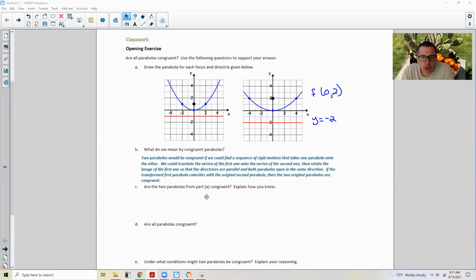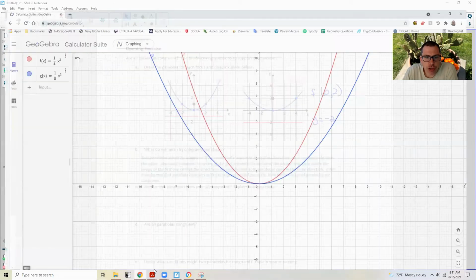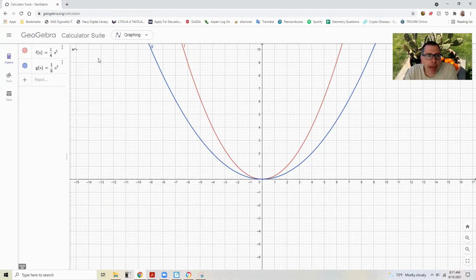Okay, so I've graphed the two parabolas here on the same graph in GeoGebra. So the first one came out to be f of x equals 1/4 x squared and g of x is 1/8 x squared. And you might be wondering how I got these equations. It was derived from the fact that the distance of any point on the parabola to the directrix is equal to the distance of that point to the focus. And that was taught in lesson 33. So if you don't know how to do this, go back and review. You set them equal, you square both sides, and you solve for y. And that gave me these two equations.